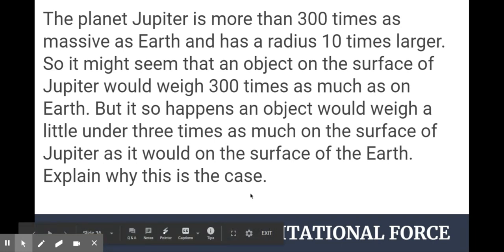Well, the mass is bigger, but the radius is also bigger, and we have to square that radius. That increase in radius decreases the overall change in the force. It's just barely over 2.5 times larger. The force of gravity at the surface of Jupiter is barely over 2.5 times larger than it is on the surface of Earth, okay? And that's because this radius is 10 times larger and we're squaring it, all right?